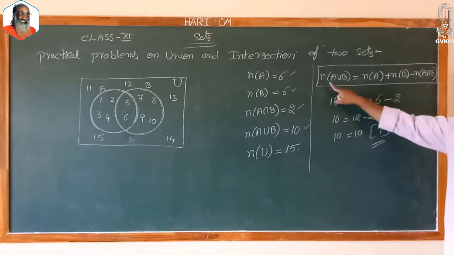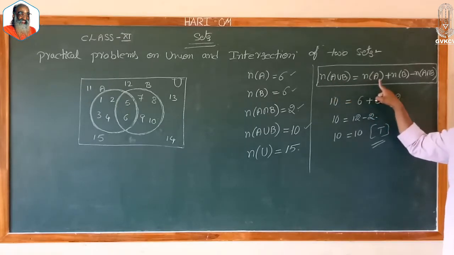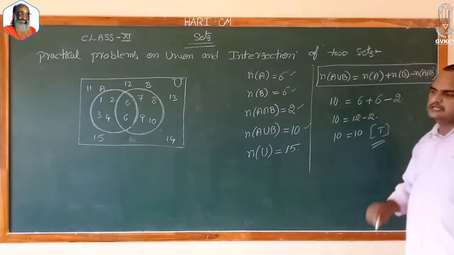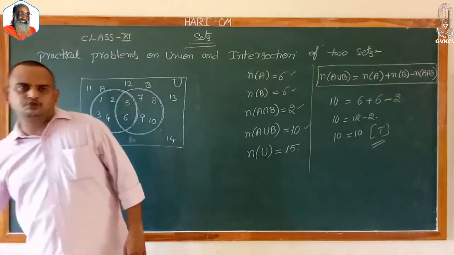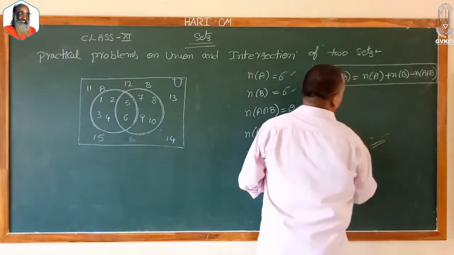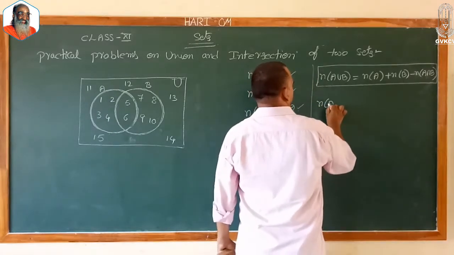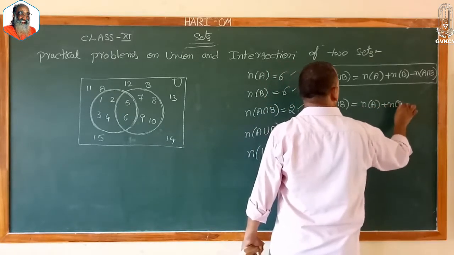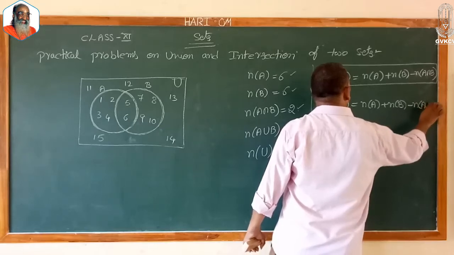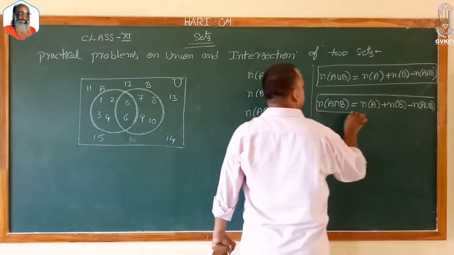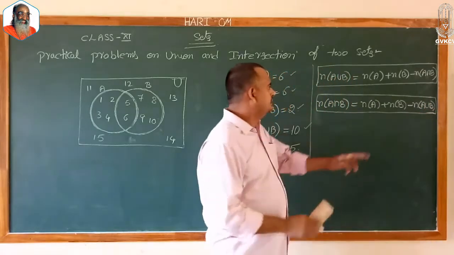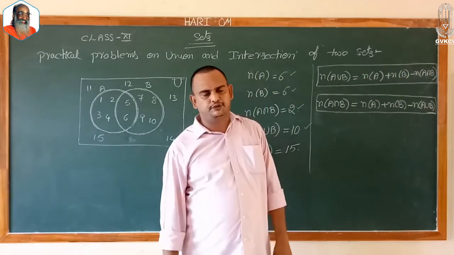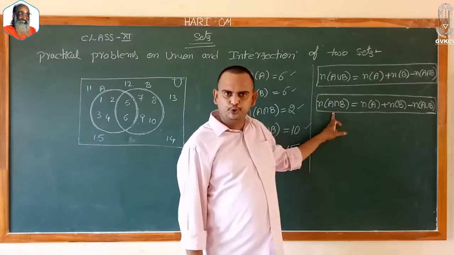What is the formula we have? n of A union B is equal to n of A plus n of B minus n of A intersection B. Now from the same formula, we have another concept also. For example, n of A intersection B is equal to n of A plus n of B minus n of A union B. This is another formula we have, where the minus term comes to this side and the plus term goes to that side. So this is formula number 2.